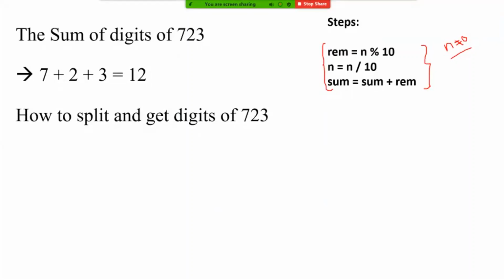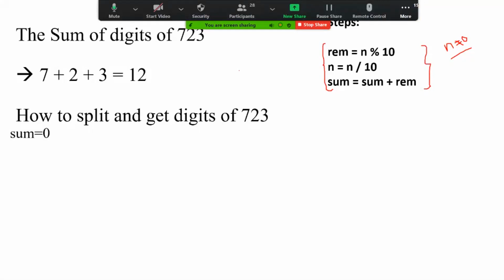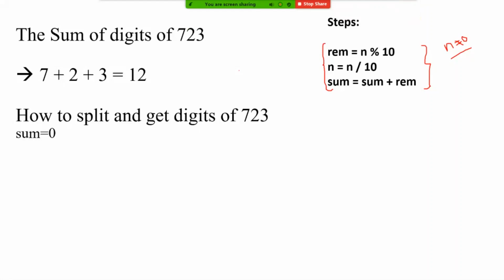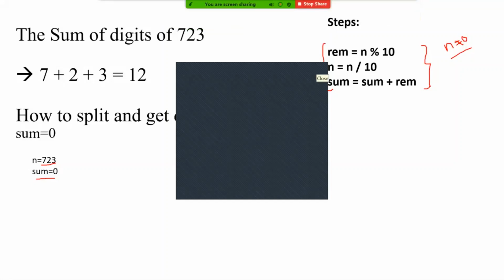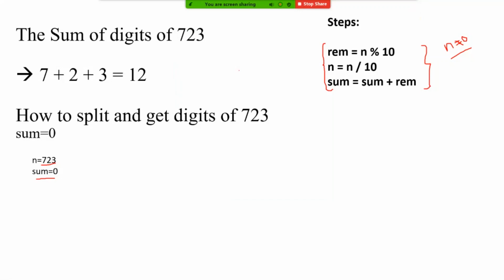Now we will do it manually and see how it works. For the number 723, if you want to find the sum of the digits, the first step is to use a variable called sum and initialize it to 0. Got it? Now, instead of n, the n value we are passing is 723. The sum variable we are initializing to 0. Okay, Gautam, you are able to listen. So what is the first step?